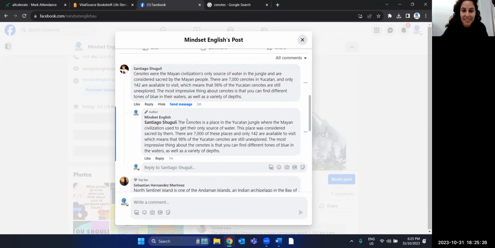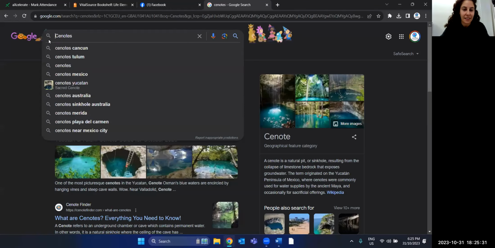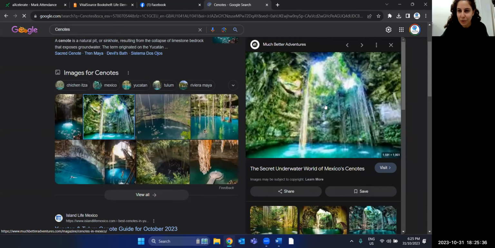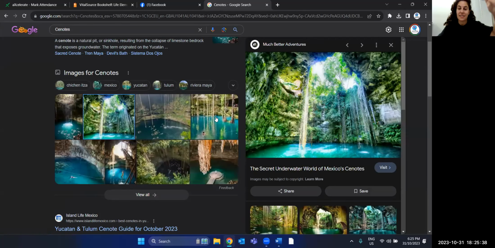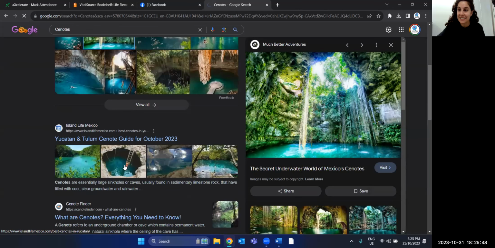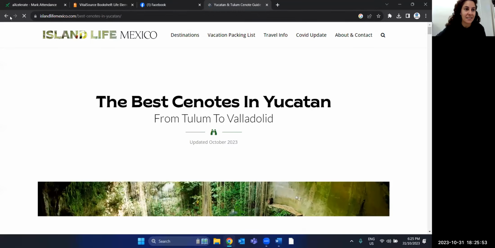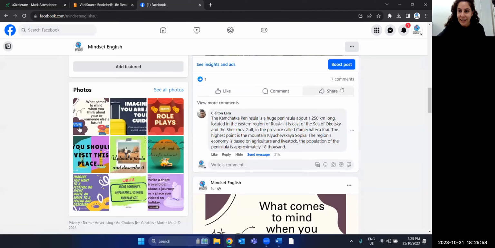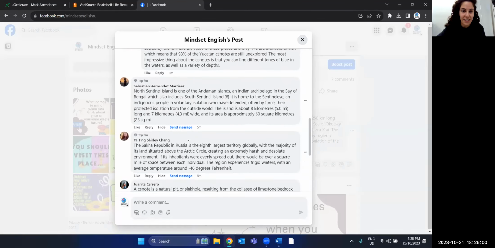So amazing places, different shades of blue. And yeah, I can see that different colors of blue and different depths. So how much deep we can go down is different. Maybe here it's a little bit shallow, somewhere else it's deep. And 98% of these places is still unexplored. So that's beautiful. This was by the Mayan civilization. Okay, good. So just add an image. Next one, we have Sebastian.